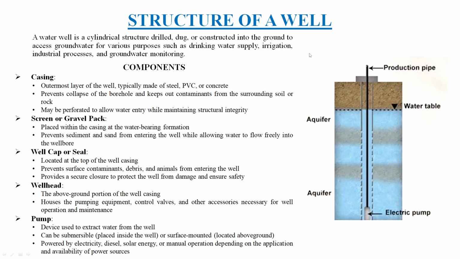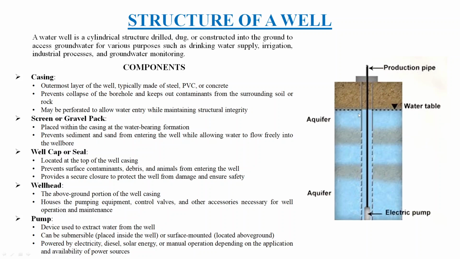Obviously, to use or produce groundwater, we generally dig wells or use pumps or sometimes tube wells as well. A water well is a cylindrical structure that is drilled, dug or constructed into the ground to have access to the groundwater for various purposes like drinking, irrigation, industrial, or, which is nowadays important, monitoring of the groundwater as well. So, there are different components of a well.